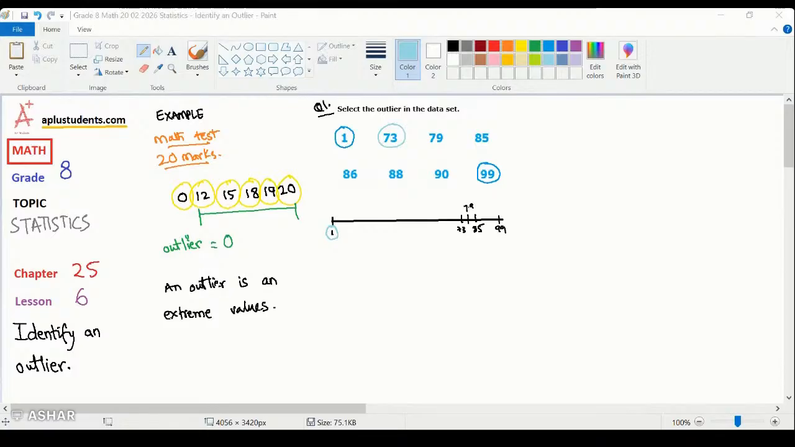An outlier can have a big effect on the mean. It can reduce the mean and change the values. So in this case, the outlier would be 1. Agreed? Why would the mean change? Because it's an extreme value. If we take the mean of 73, 79, 85, 86, 88, 90, and 99, the mean would be a number between 73 and 99. But once 1 is included in this data set, the mean will come nearer to 73. The mean will reduce.